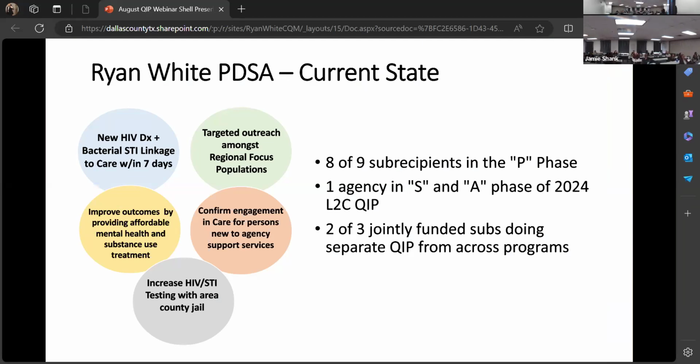My name is Kevin Davis. I'm with Dallas County's Ryan White Grant Administration under the CQM team. If you don't know what CQM means, it's clinical quality management. We're really acronym heavy here, so I'll try to explain each of those.